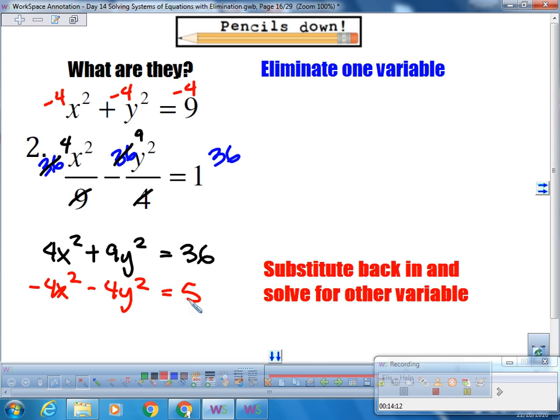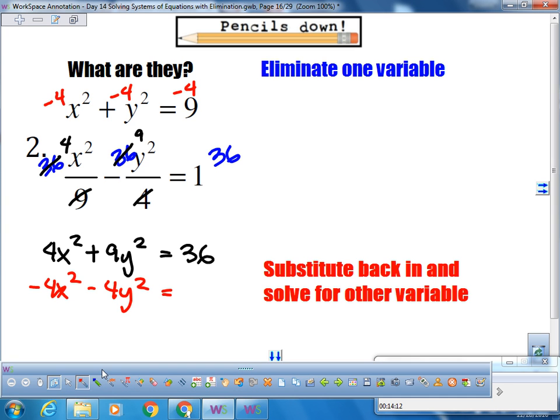36. Oh, I'm sorry, negative 36. You guys are all confused. Sorry. I'm adding. 9 minus 4 is 5. There we go. This one's going to actually come out pretty nicely.